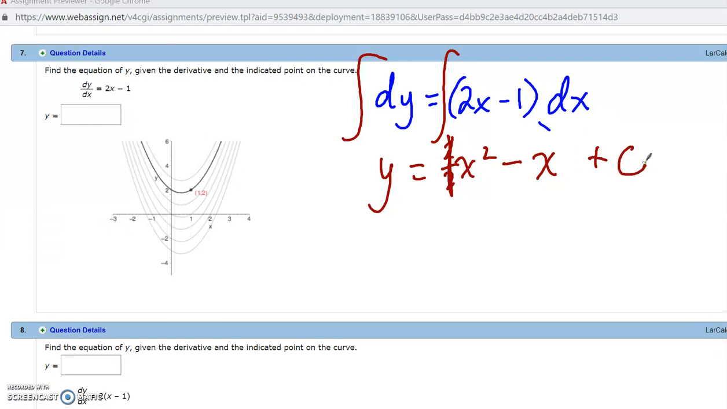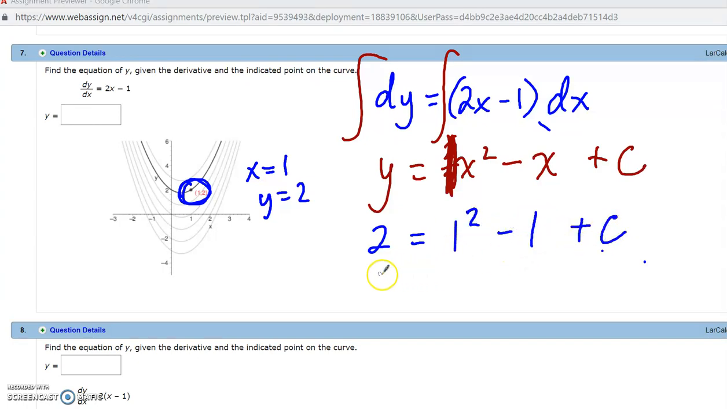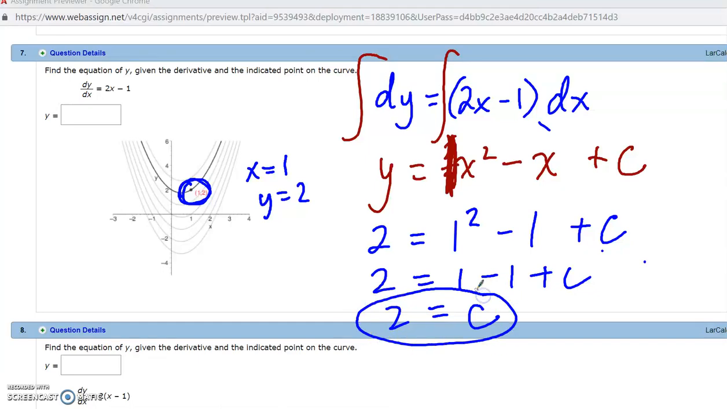But then it wants it at the curve. So here's my general solution, and then I need a particular solution. I know I have this point, 1, 2, and I'm going to go ahead and plug in. When I plug in 1, I get out 2. So x is 1, y is 2. So 2 equals 1 squared minus 1 plus c. So 2 equals 1 minus 1 plus c, or 2 equals 0 plus c, or just c. So c is 2.